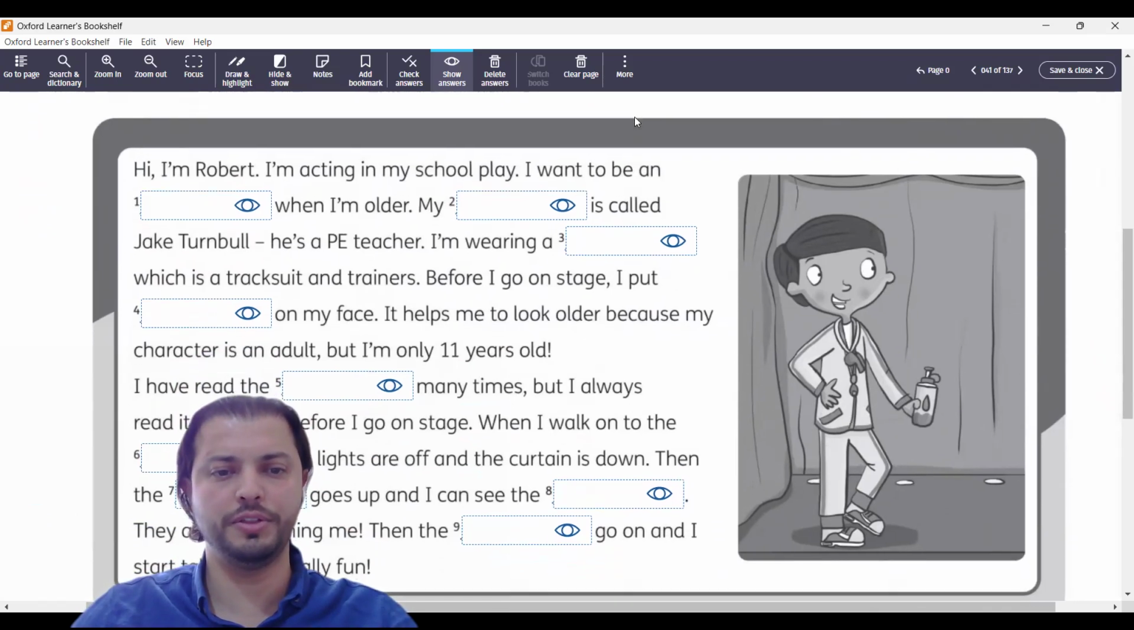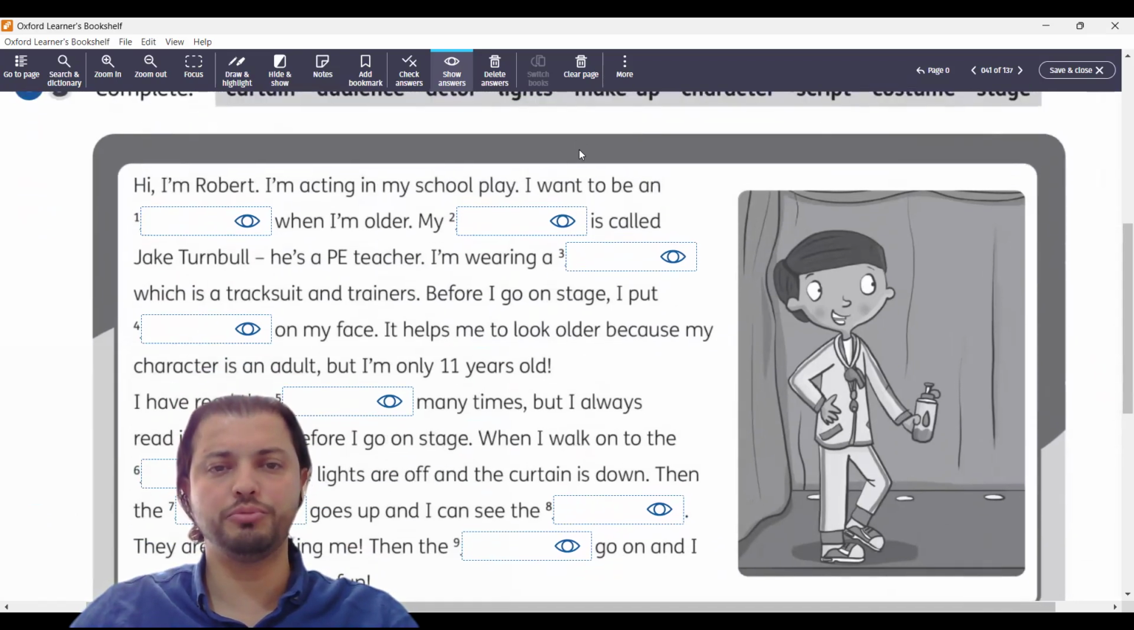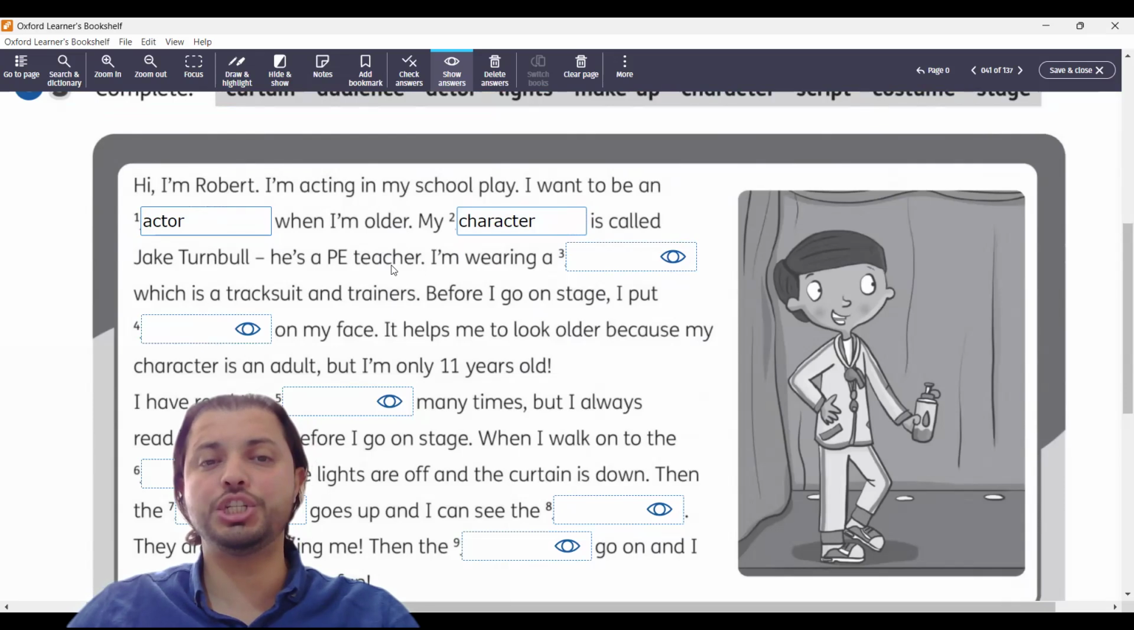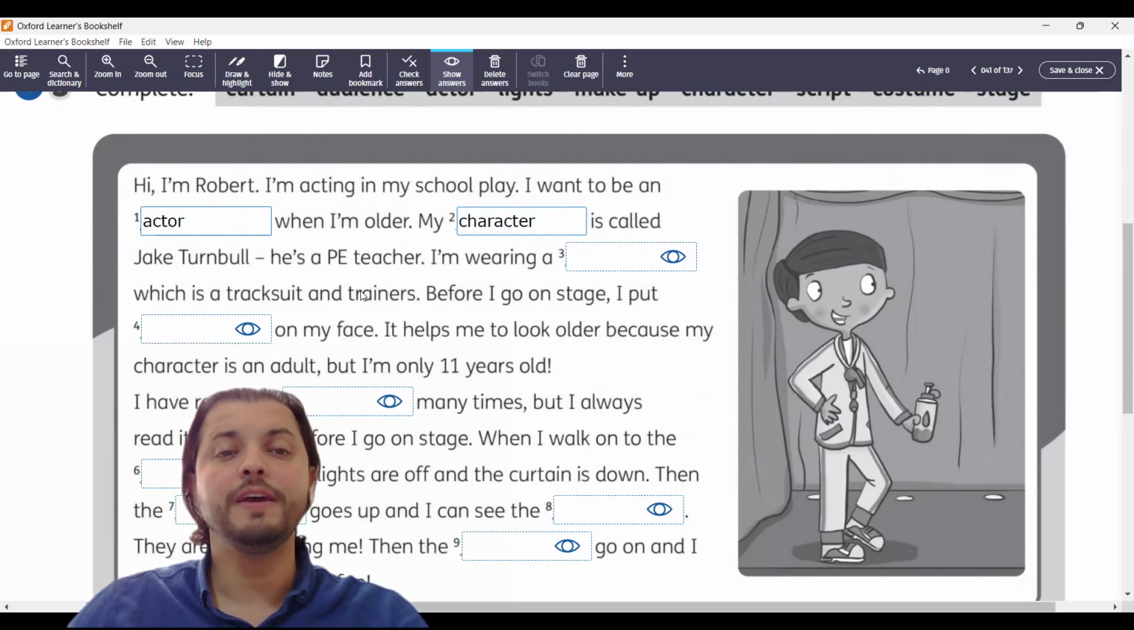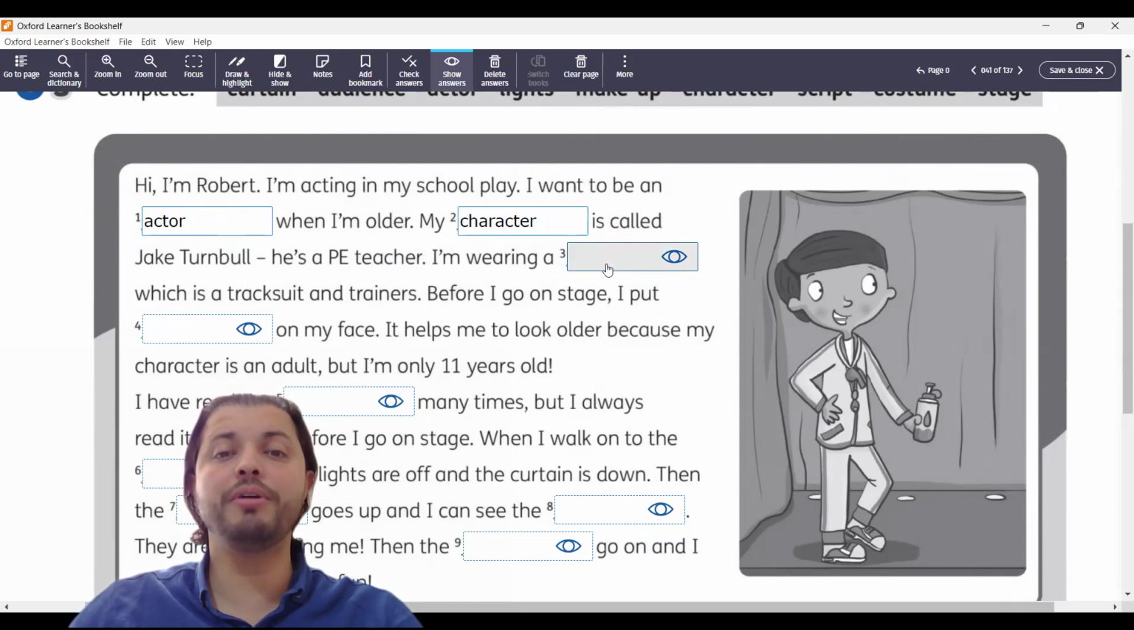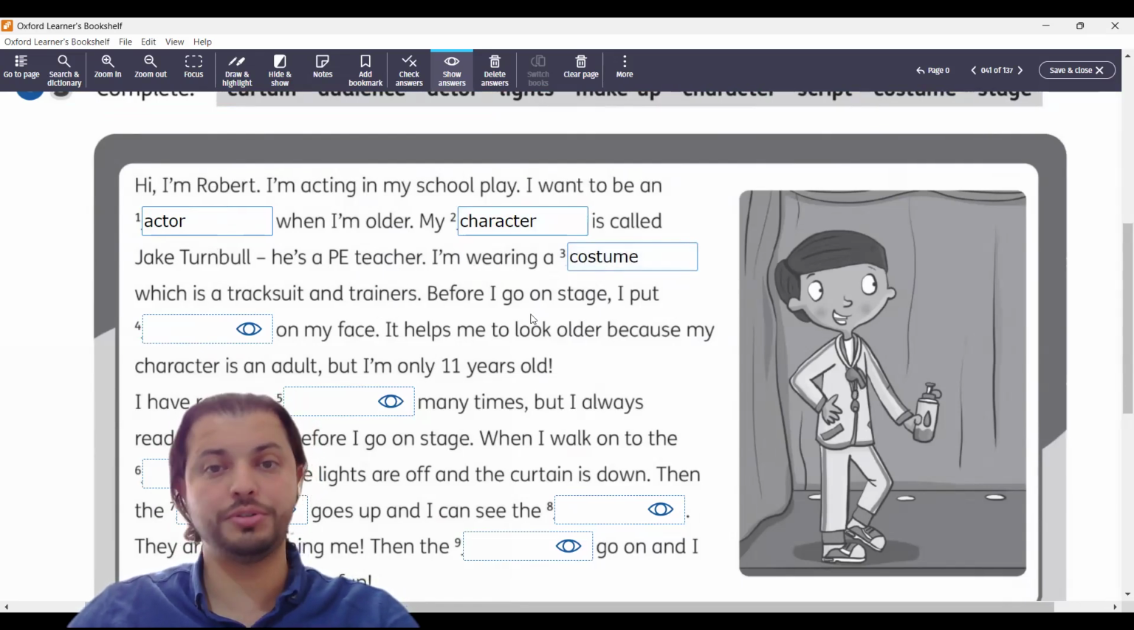So put these words under here. Let's make it up together. Ready? Now, hi, I'm Robert. I am acting in my school play. I want to be an actor when I am older. My character is called Jake Turnbull. He's a PE teacher. PE teacher is like we go down, we play with the football, basketball. We say PE teacher, physical education teacher. I'm wearing a costume, which is a tracksuit and trainers. Look, tracksuit and the trainers here.